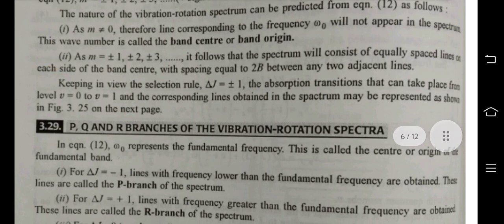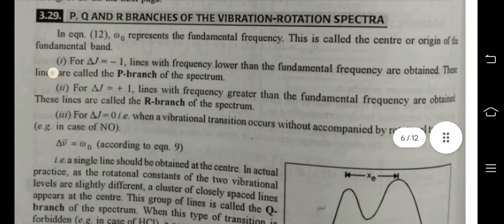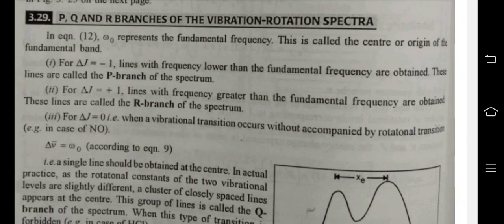Keeping in view the selection rule ΔJ = ±1, the absorption transitions can take place from level V = 0 to V = 1, and the corresponding lines obtained in the spectrum may be represented as shown in the figure: PQR branches of the vibration rotation spectra. In the equation above, ω_0 represents the fundamental frequency. This is called the center or origin of the fundamental band.